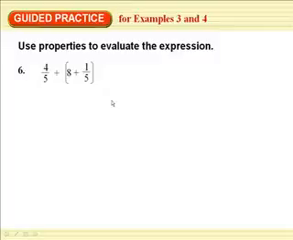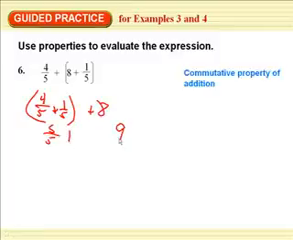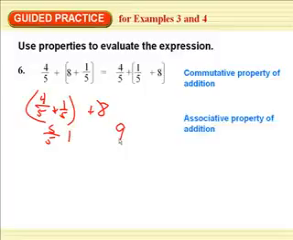Same thing here. Use the associative property, regroup these. Go 4/5 plus 1/5 plus 8. And we know that's 5/5, which is 1, and 1 plus 8 is 9. That looks familiar. I think that was kind of like the one we did in the example.